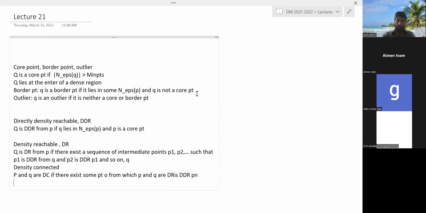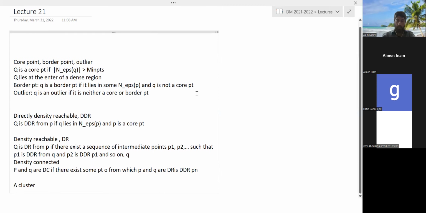And finally, a cluster is maximal, meaning the largest set, maximal number of density connected points. So essentially, these definitions are meant to precisely define a cluster in density-based clustering.